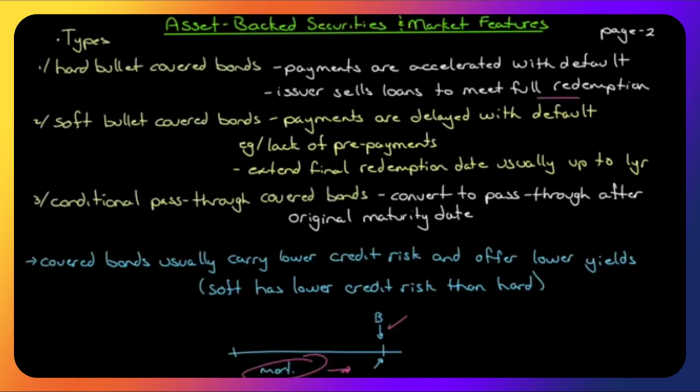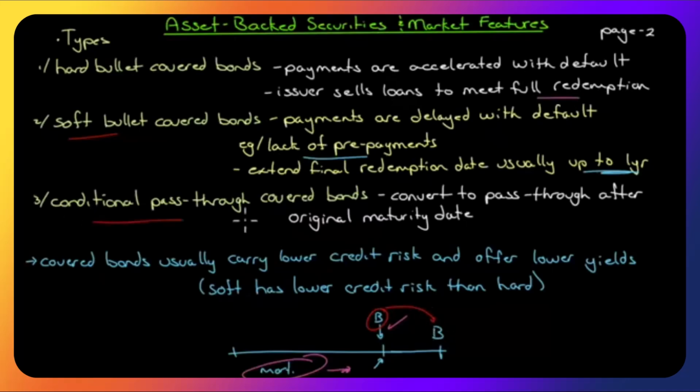So if conditions work out such that these mortgages are still outstanding and the cash flows haven't arrived to pay this amount, it is just extended possibly for another year. Extend the final redemption date up to 1 year. So, for example, lack of prepayments, you don't have enough to meet the bullet payment, it can be extended out to 1 year. That's why it's called a soft bullet covered bond. The hard bullet, you've got to pay me here. Soft bullet is, well, you don't have it? Well, I'll tell you what, why don't we just extend?